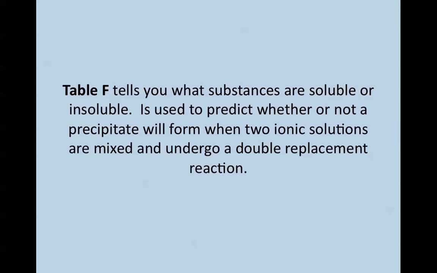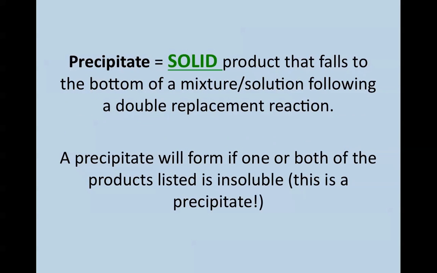Alright, in this lesson we're going to be focusing on how to use Table F in our solubility unit. This is going to allow us to figure out which substances are soluble or insoluble. And it allows us to predict if a precipitate will form from a double replacement reaction. A precipitate is simply a solid product, which allows us to see that a double replacement reaction has actually occurred.